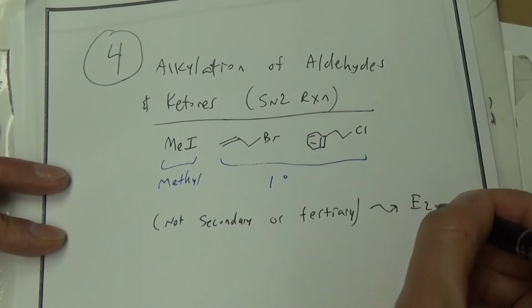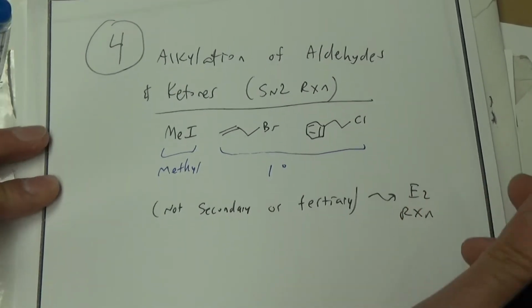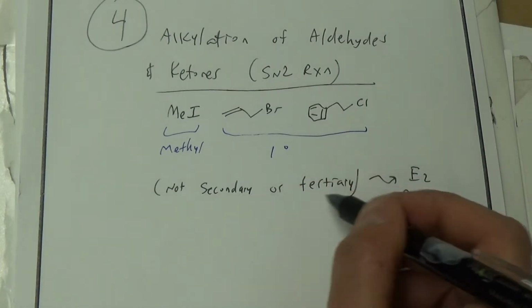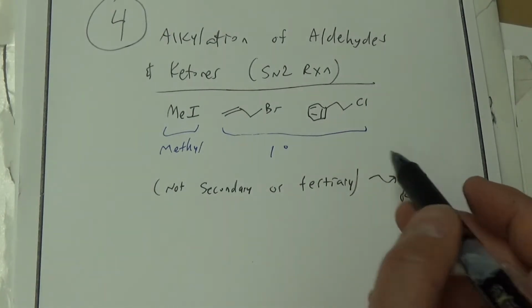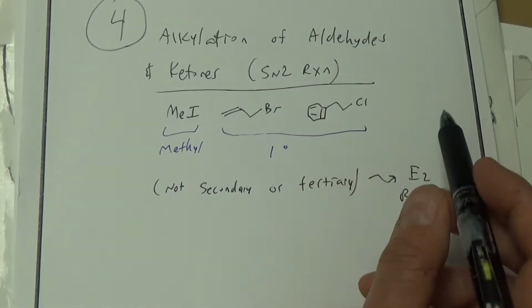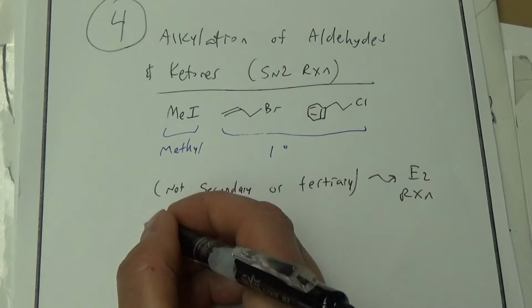They cause the E2 reaction, which is also something from organic 1 a little bit. So secondary and tertiary are more likely to give you an E2 reaction. Primary or methyl are usually going to give you a clean SN2 reaction, substitution. Okay, so let's show a couple examples.